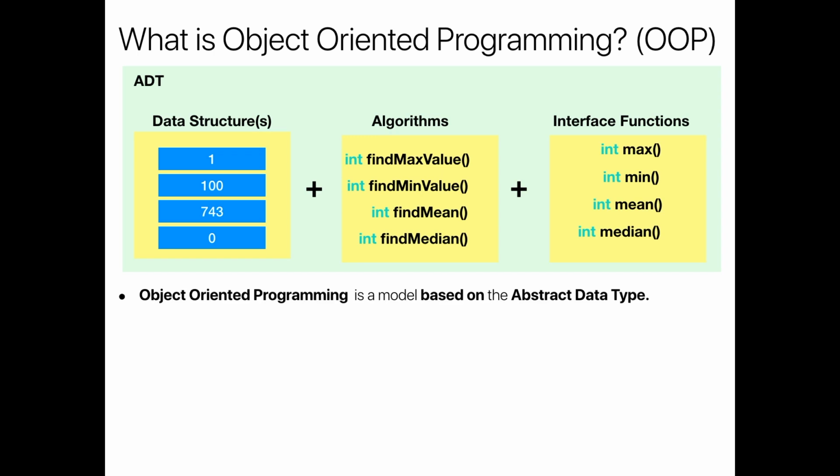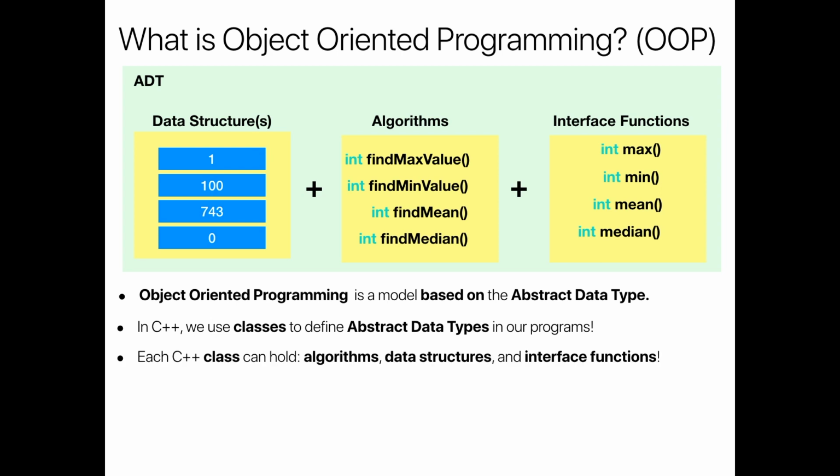Object-oriented programming is a model based on the abstract data type. In C++, we use classes to define abstract data types in our programs. Each C++ class can hold algorithms, data structures, and interface functions. Now, where have we heard that before? To access the class or to use the class, we use the interface functions that we have defined.